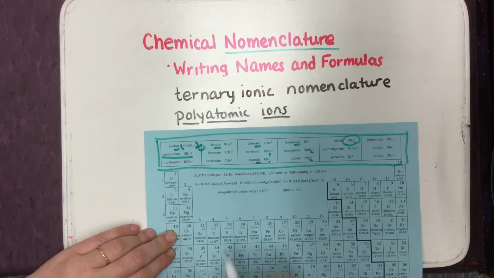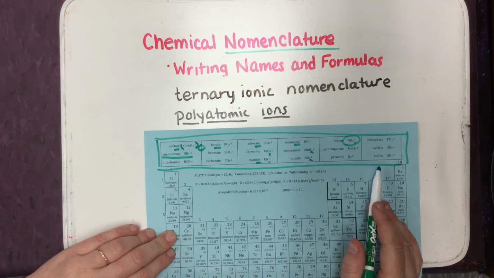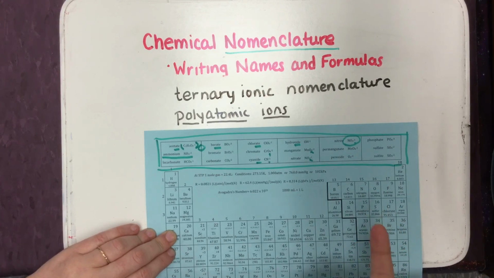You will not have to memorize these polyatomic ions. They'll be provided for you still on your periodic table. You just need to be able to identify when they're being used and how to use them in formulas.